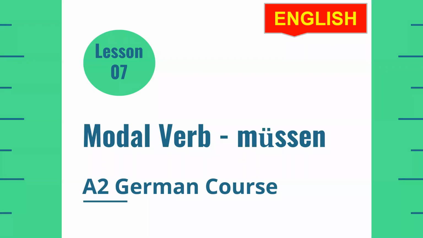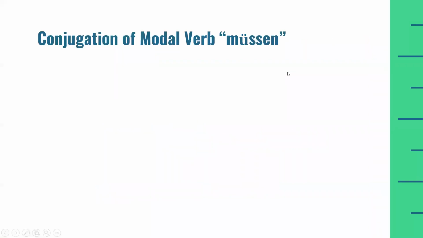Today is the 7th lesson of A2 level of German language course and we are going to talk about the modal verb müssen in this lesson. So let's start. We know that every German verb is conjugated according to the subject of the sentence. Similarly, the modal verb müssen will also be conjugated according to the subject of the sentence. Therefore, first we look at different conjugations of modal verb müssen.